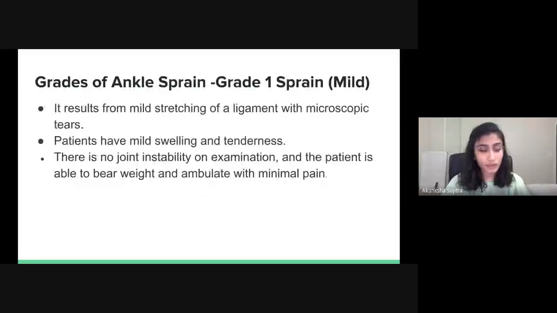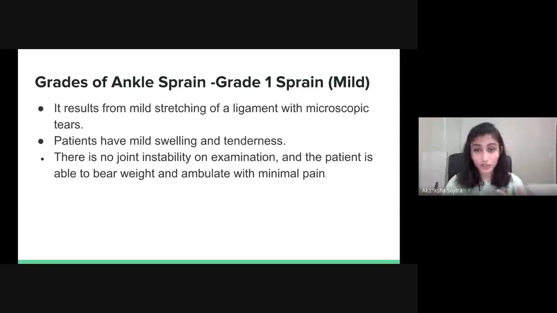Okay, so now I'll go over the grades of ankle sprain, how to identify if this is a grade 1, 2, or a 3. Usually with grades, you are looking at how the patient is presenting. Is there a mild swelling and tenderness? With grade 1 sprain, you will see micro tearing of the ligament. There is no joint instability on examination, and patient is able to bear weight, and they'll walk inside your clinic, and pain would be minimal to moderate.